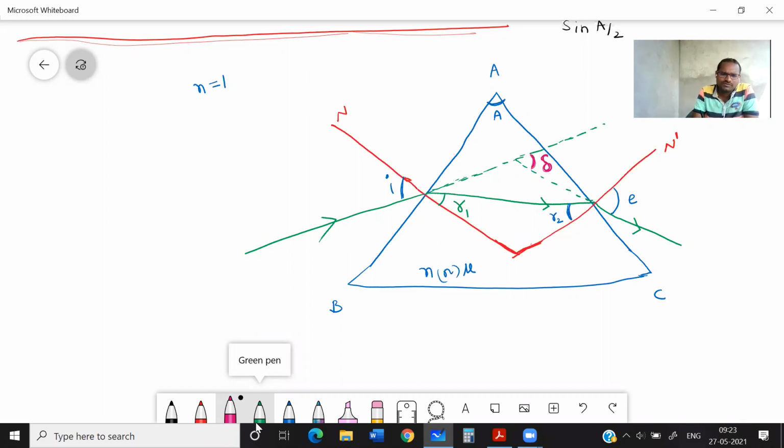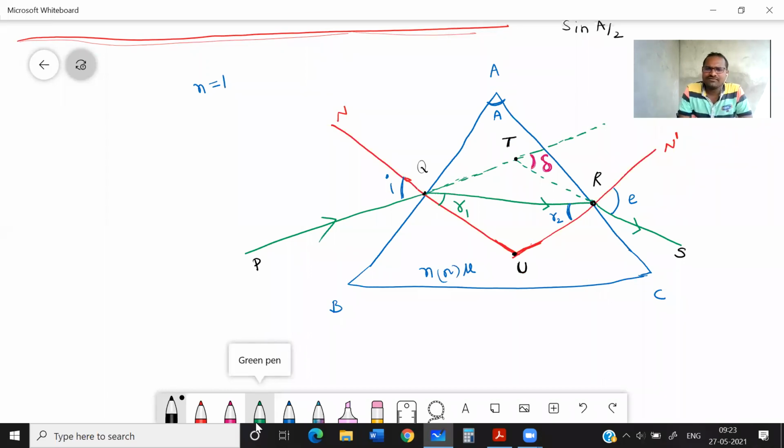Now let us suppose a ray PQ is incident on the first refracting surface, and QR is the first refracted ray. RS is the second, final refracted ray. And let us suppose the point where the incident ray and refracted ray extended backward intersect each other is T. And let us suppose this point is U.